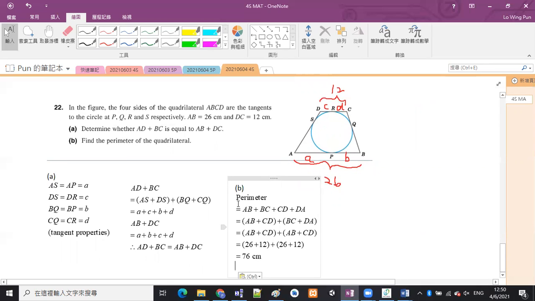Is that okay? So maybe I don't have time to start the new section today. Let's start the new section next Monday. Okay, let's take a break.